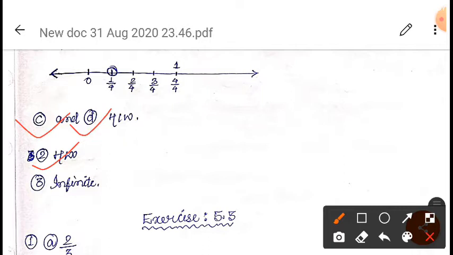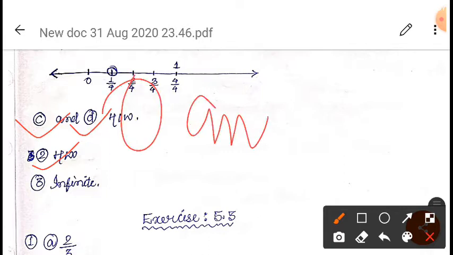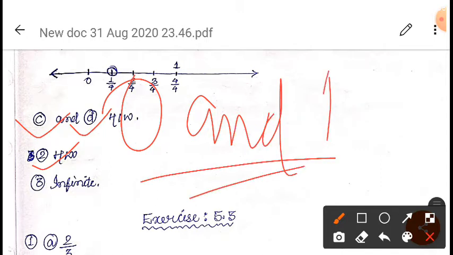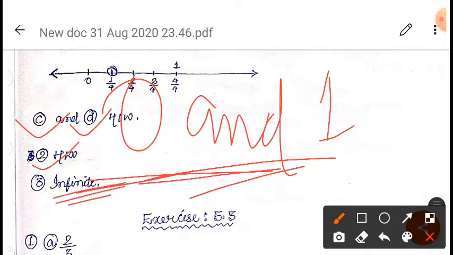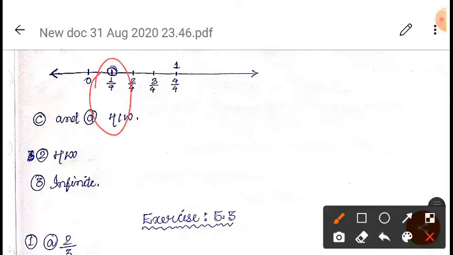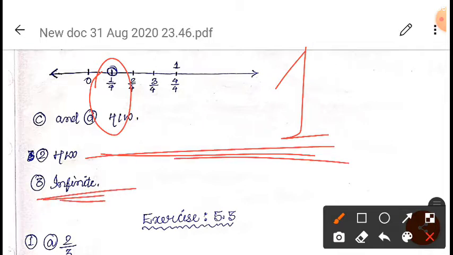Now next is, how many fractions lie between 0 and 1? It will be infinity, meaning so many fractions lie between 0 and 1. That's why we write infinite here. The sign is like this. You will learn about this in higher classes. So we can say that there is an infinite number of fractions between 0 and 1. That's why I have written infinite here.